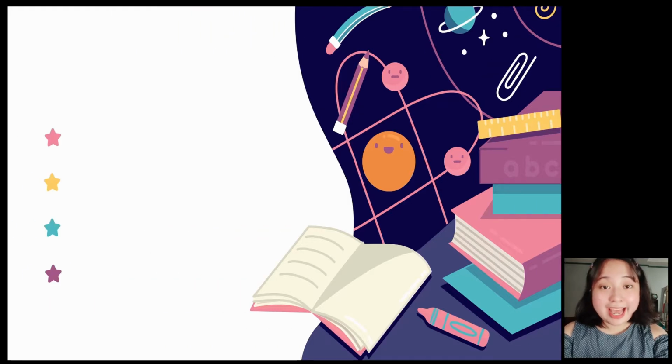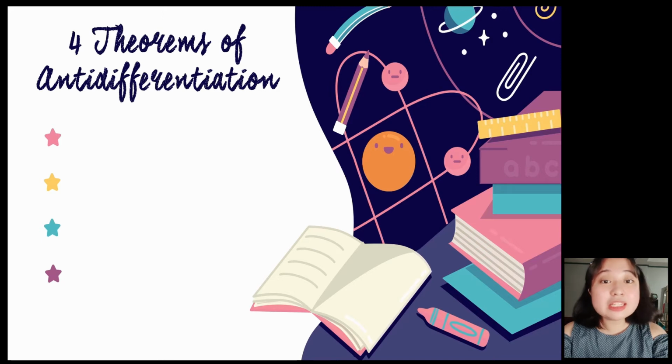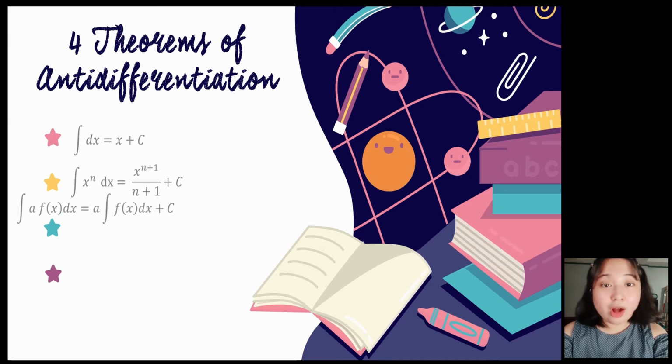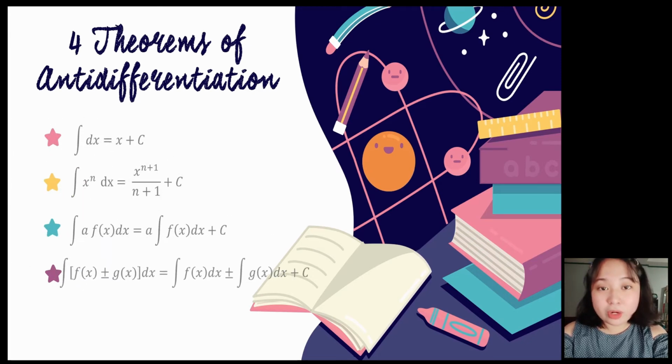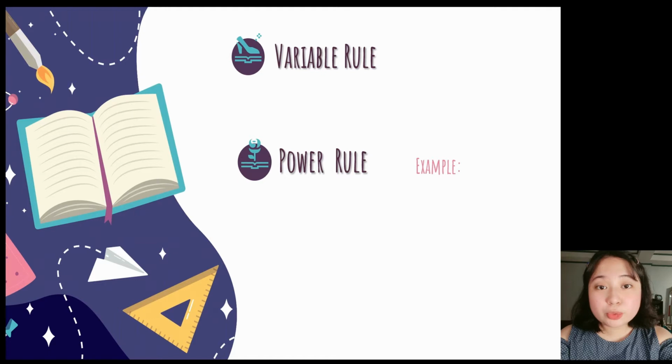Like derivatives, antiderivatives have their own set of rules. Mathematically speaking, there are 4 theorems of anti-differentiation. We have the variable rule, power rule, constant multiple, and the sum or difference rule. First rule we have is the variable rule. So the integral of dx is always equal to x plus c.